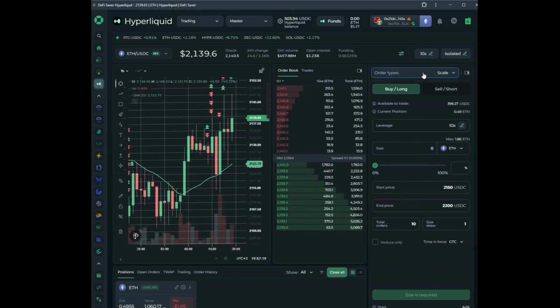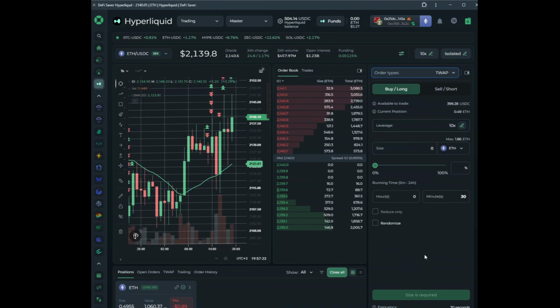Now we're going to jump into TWAP, or time weighted average price. The idea here is that with scale orders, we were doing a price range. Here we're doing a time frame. So you're inputting, for example, whichever trade you want to make, whichever size you want to do it with. So you say 1300 is the position size, and we want to fill it over 30 minutes.